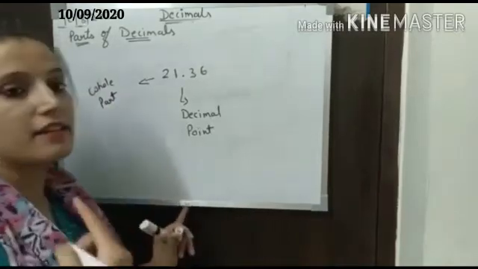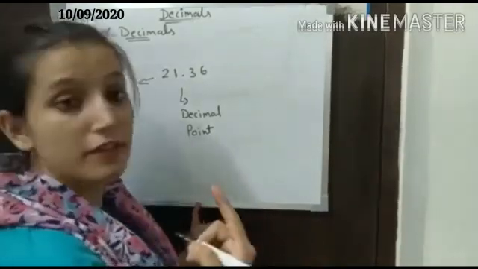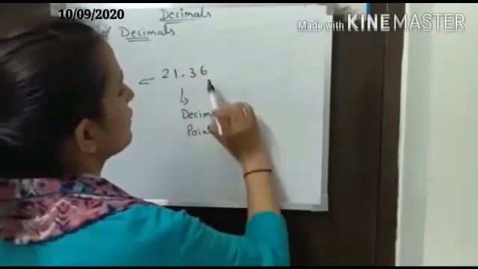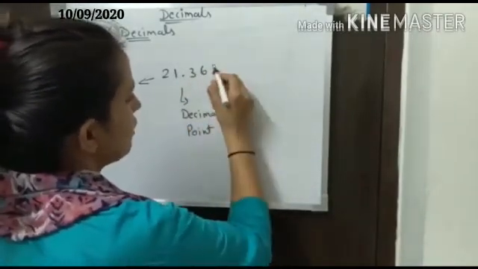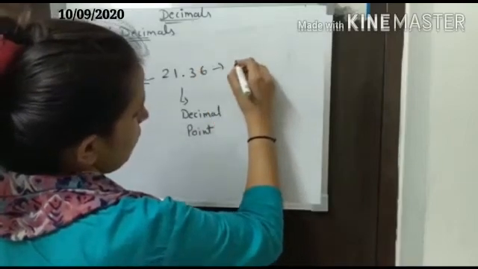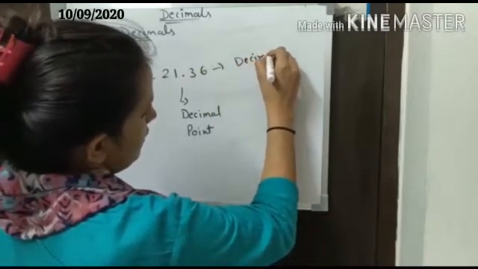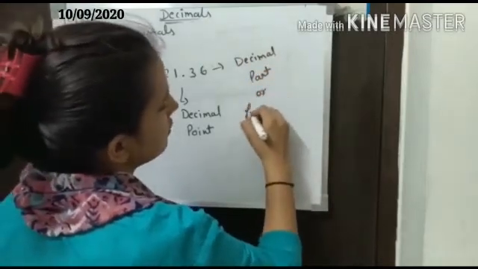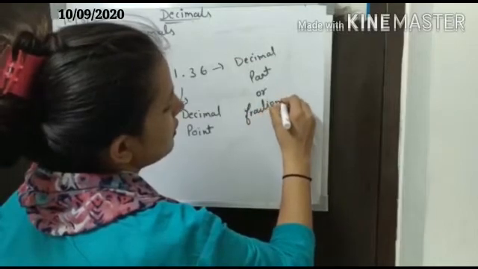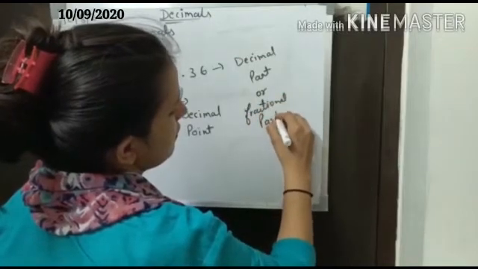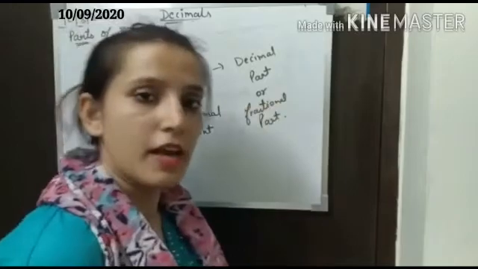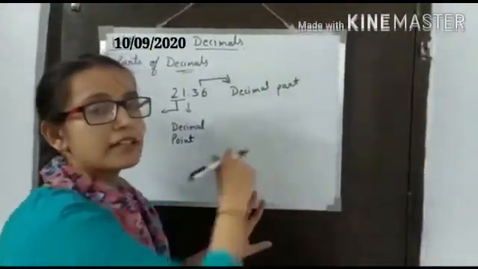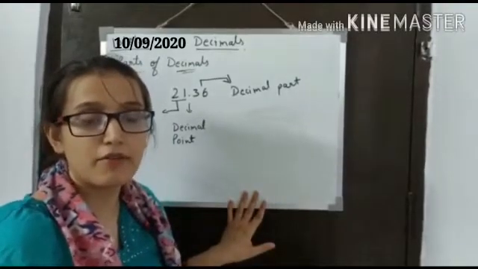Okay, the number on the right side of the decimal point is called the decimal part or fractional part. The total number of digits in the decimal part is also called the total number of decimal places.